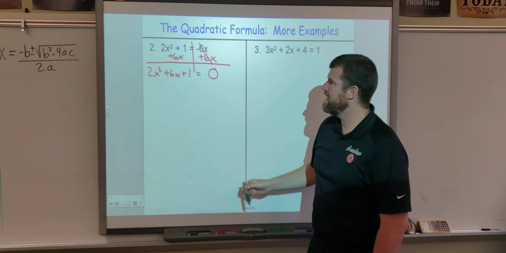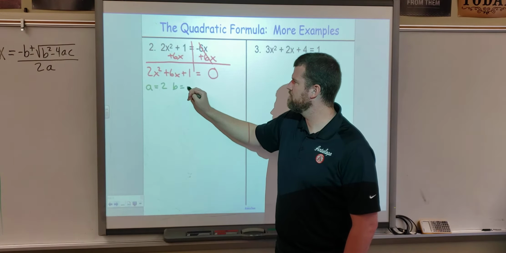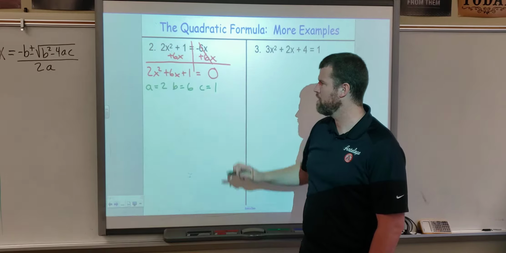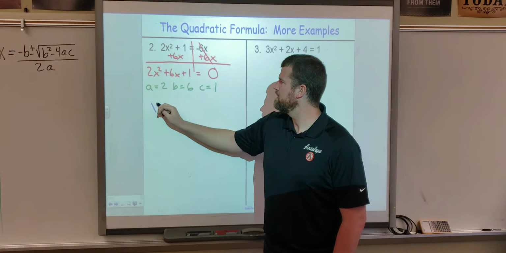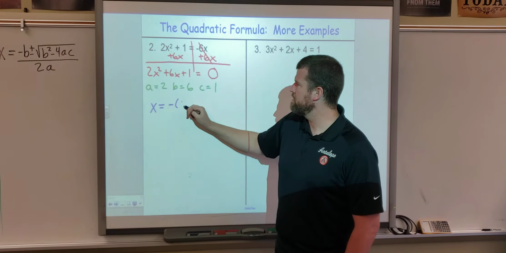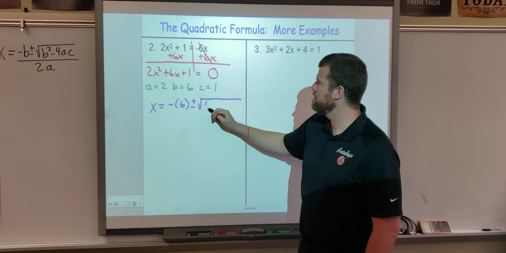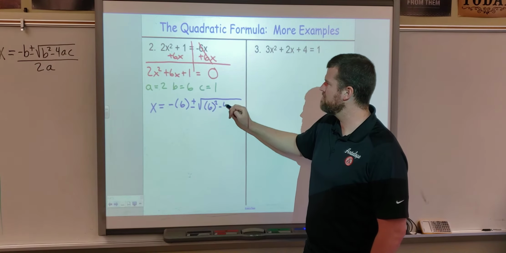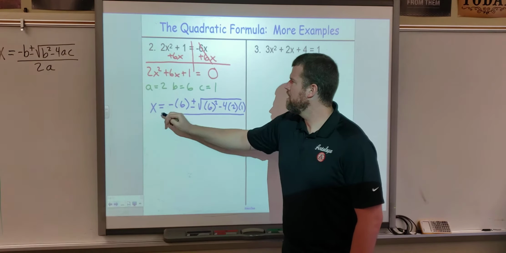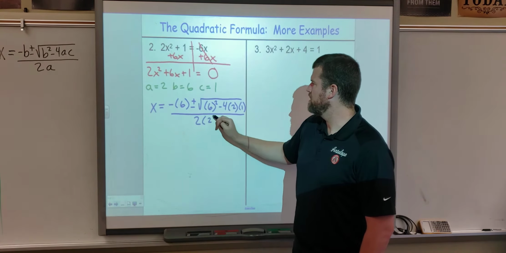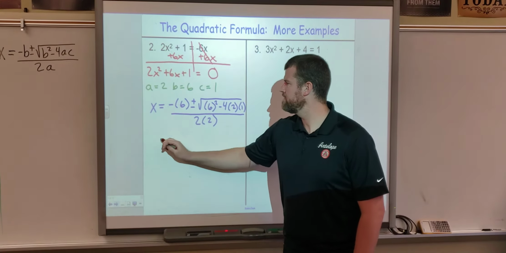Step 2, identify a, b, and c. A equals 2, b equals 6, c equals 1. Step 3, plug them into the quadratic formula. X equals negative b, just 6, plus or minus the square root of b squared minus 4ac, all over 2a. And then the last step, simplify.